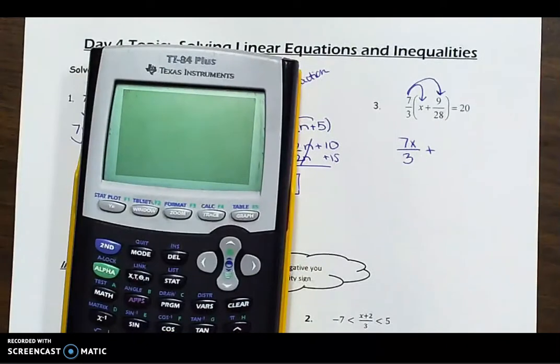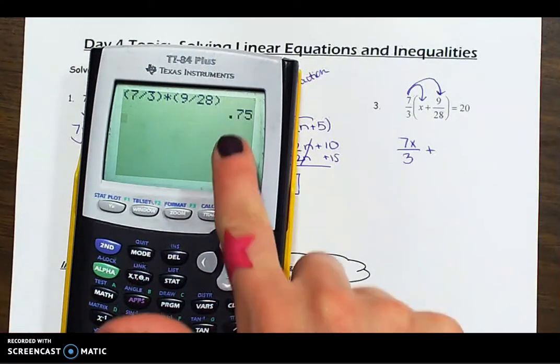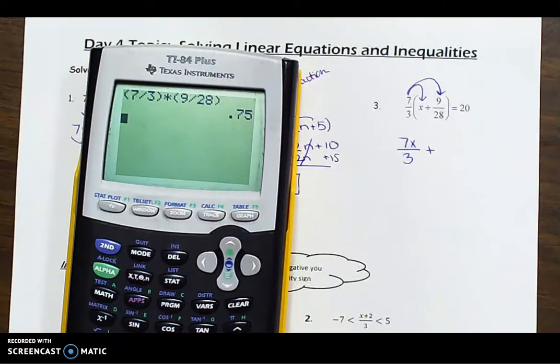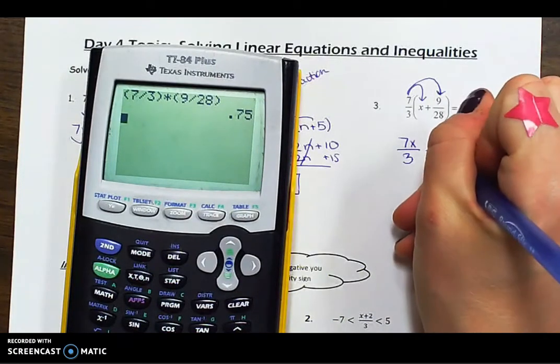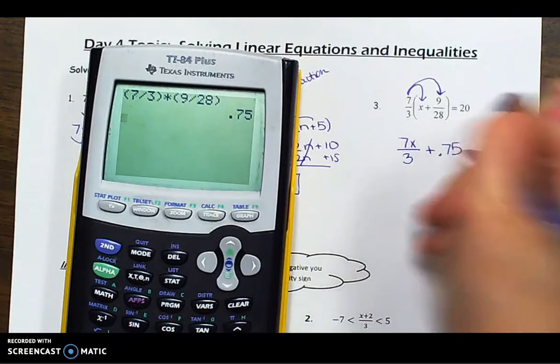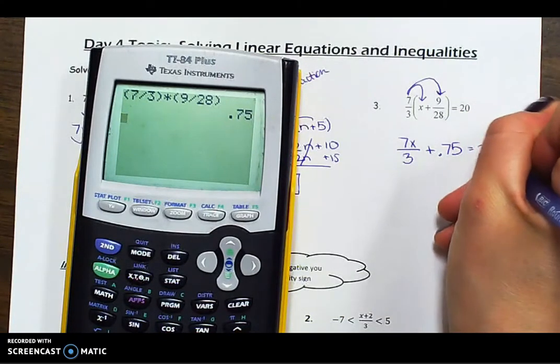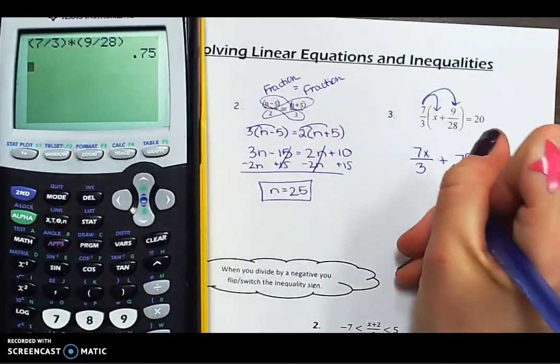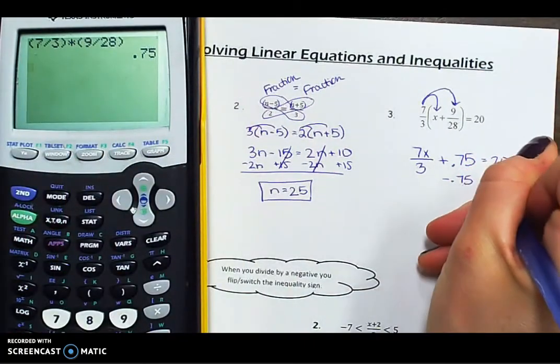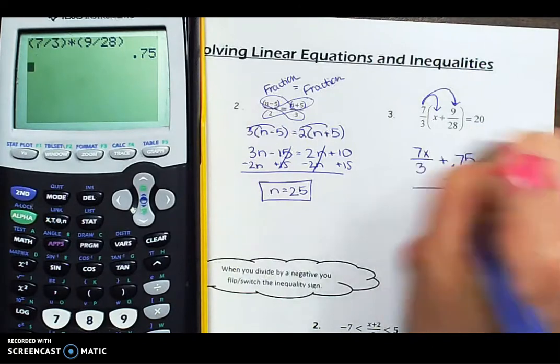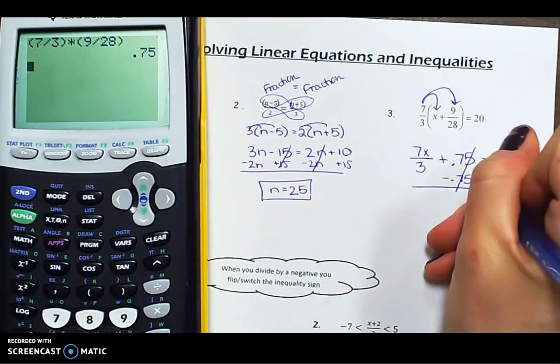And I'm going to let the calculator help me out here. So 7 divided by 3 times 9 divided by 28. And look at how handy-dandy that is. We end up with a rational solution. So we have a decimal that terminates. So we're going to just write it as a decimal, 0.75, equals 20. Now we're going to go ahead and solve. So I'm going to subtract 0.75 from both sides of that equal sign.